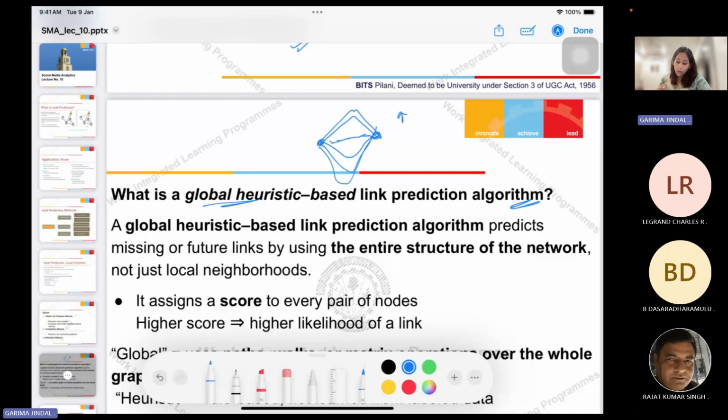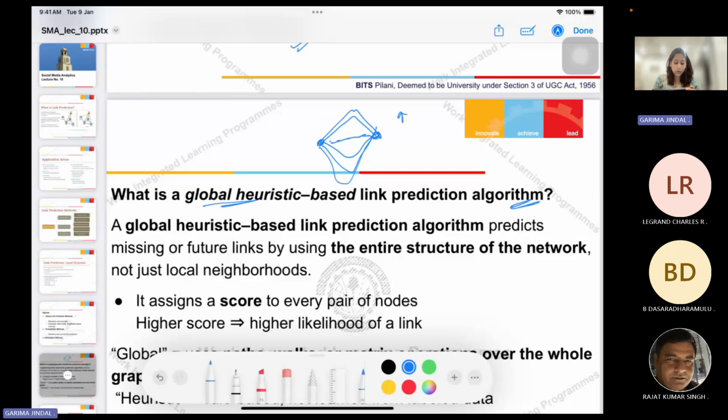nodes. Now, if you see this particular notion of local heuristics, we are only considering the neighbors. We are not considering the entire network, and the entire network might have a different impact on these two nodes. So in the set of algorithms that we covered in our last lecture, we are considering only the local neighborhood. This is more like a greedy algorithm. We are only seeing the local neighborhood, not the impact of the entire network.